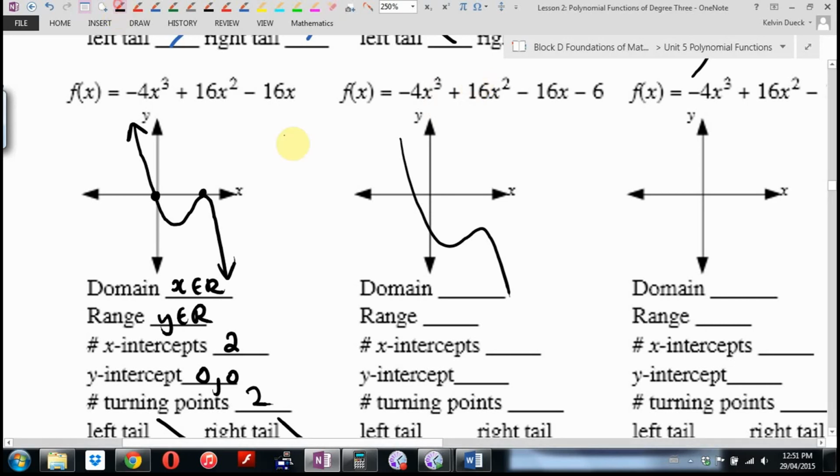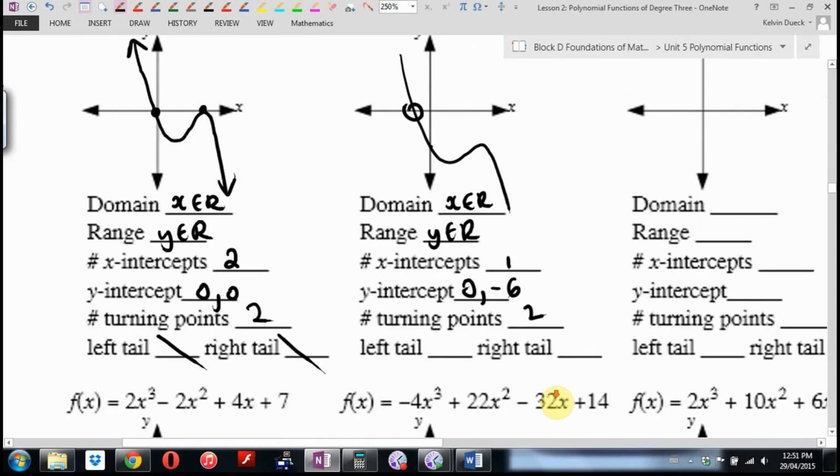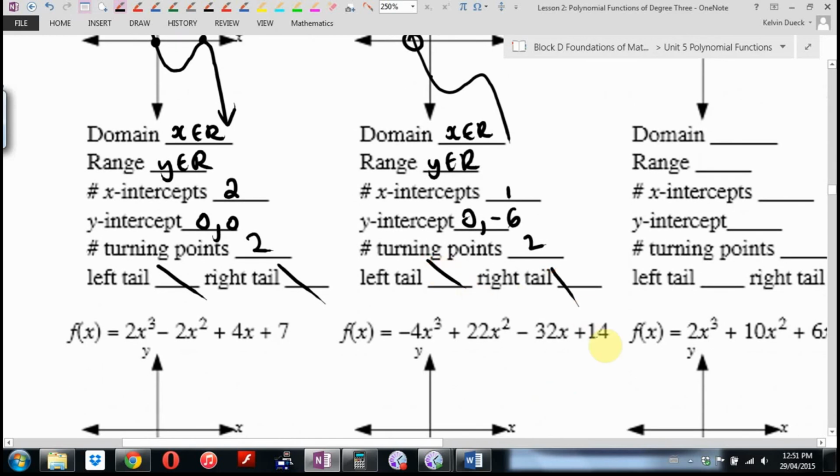Domain: all reals. Range: all reals. How many x-intercepts this time? Just 1. Where is the y-intercept? 0, -6. Still 2 turning points. Still doing that and that.